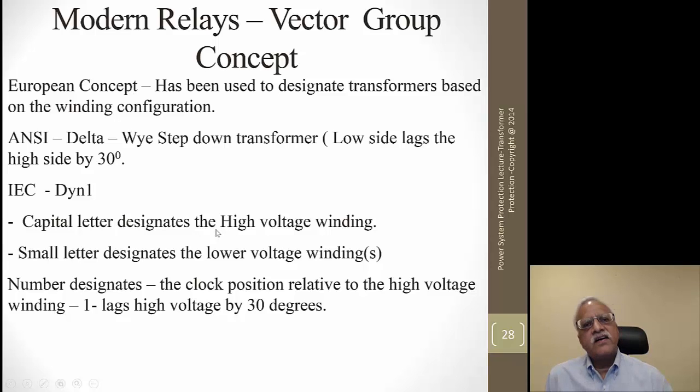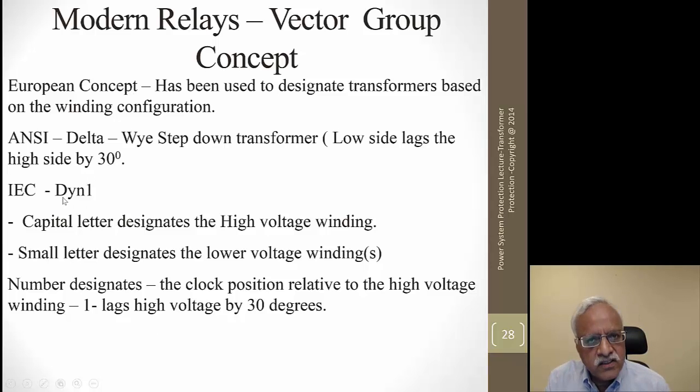The capital letter here designates the high voltage winding. The delta side is the high voltage winding, so it is always capital D here, and it is always taken as the reference. And then the lower voltage winding is a Y winding, so it is designated with a small letter y here, and N just tells you whether the neutral is available or not, Dy1 or Dyn1, and the number 1 designates that the low side is lagging the high side by 30 degrees. This is a very common configuration.